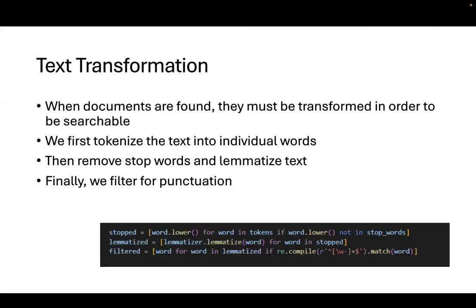As for the text transformation, in order to make it indexable, we first tokenized the text into individual words, then removed stop words such as English pronouns and useless filler words, and then we lemmatized the text into their roots. And then finally, we filtered out the punctuation using regular expressions.